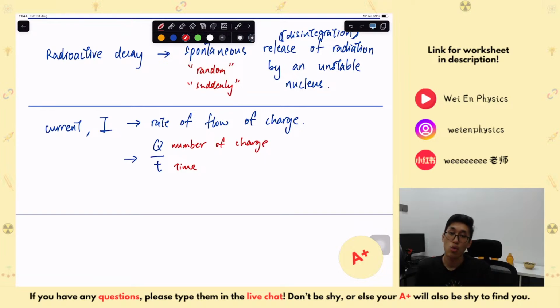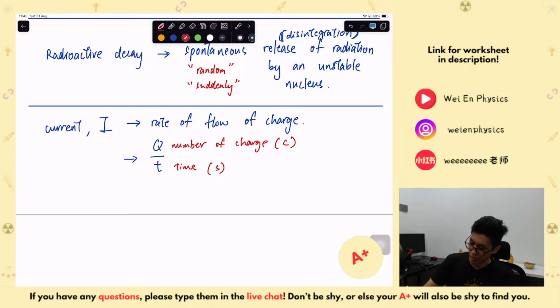So whenever electrons start to flow, you have current. How many electrons flow every second, that is the amount of current. So if your current is 5, that means 5 charge flows every second. The unit for charge is coulombs, C. The unit for time is seconds. But the unit for current is ampere.